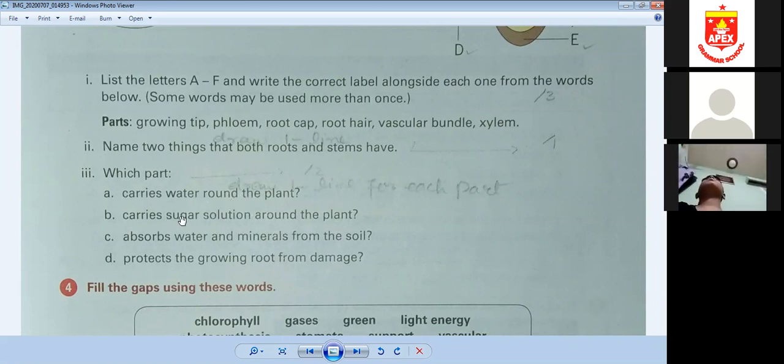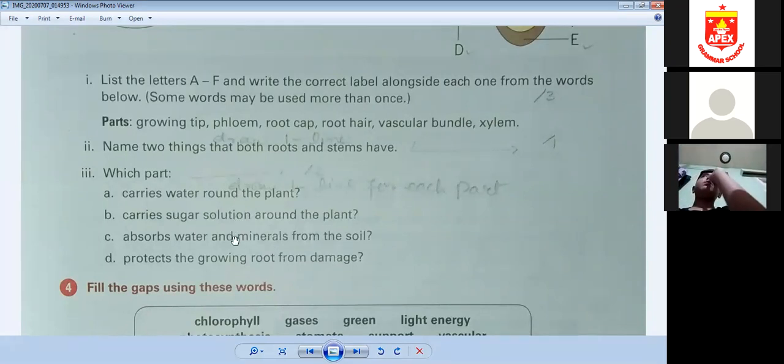B part, carries sugar solution around the plant. Now we are talking about sugar solution. Sugar solution means the food of the plant. So which part carries food for the plant? That is phloem. So B part answer is phloem. A part answer is xylem and B part answer is phloem.